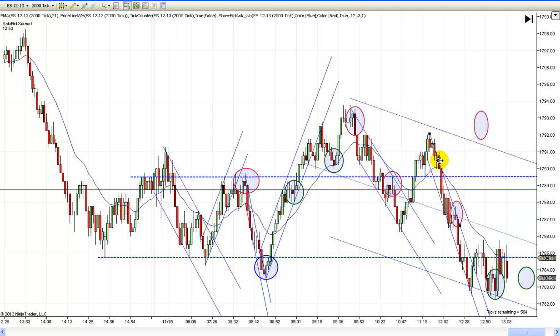Draw your trend line right there. And you can see that little channel. Excuse me. My throat's bothering me a little bit today.